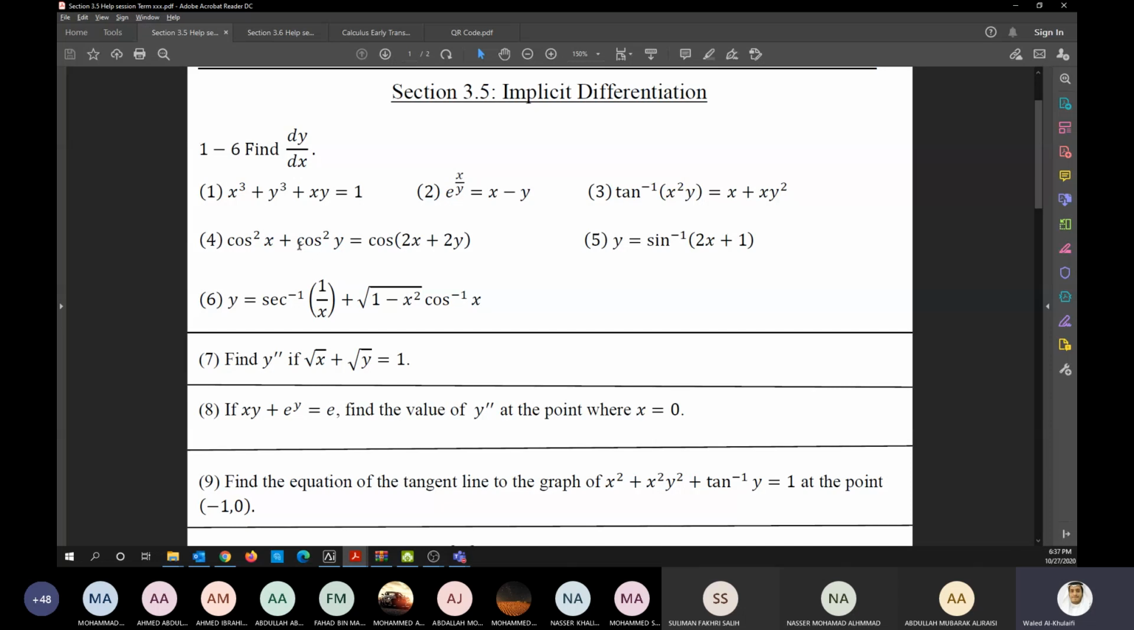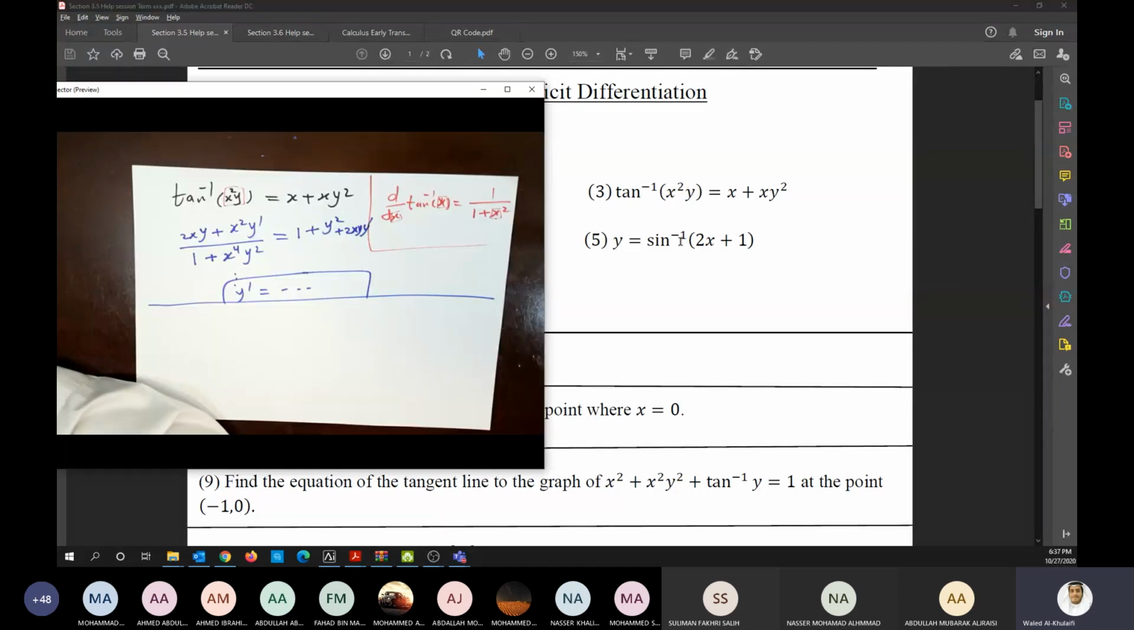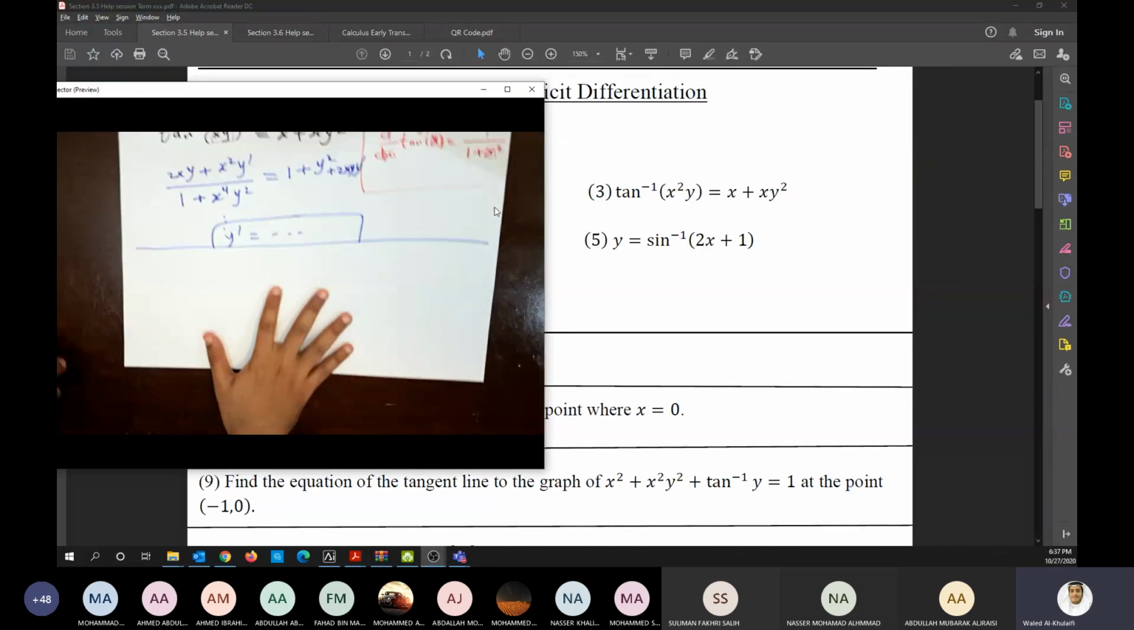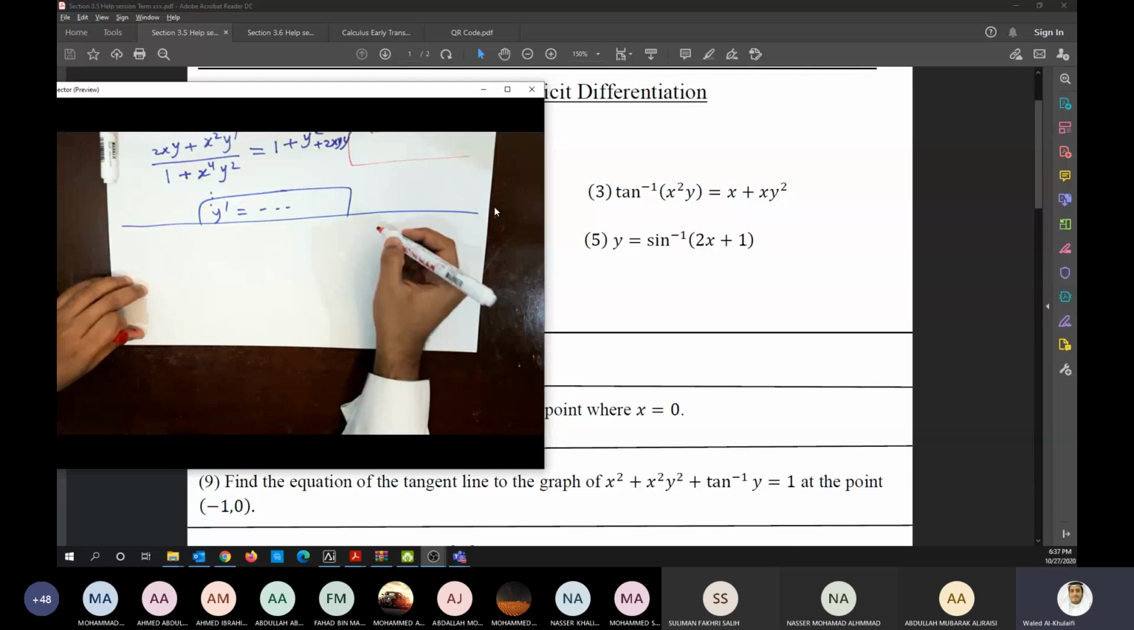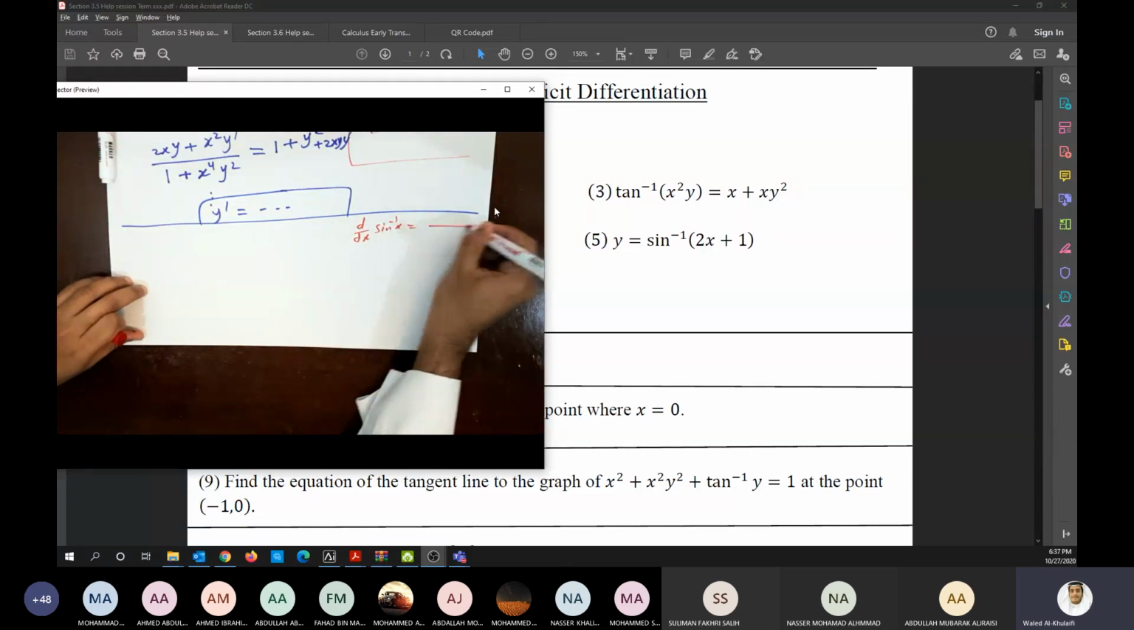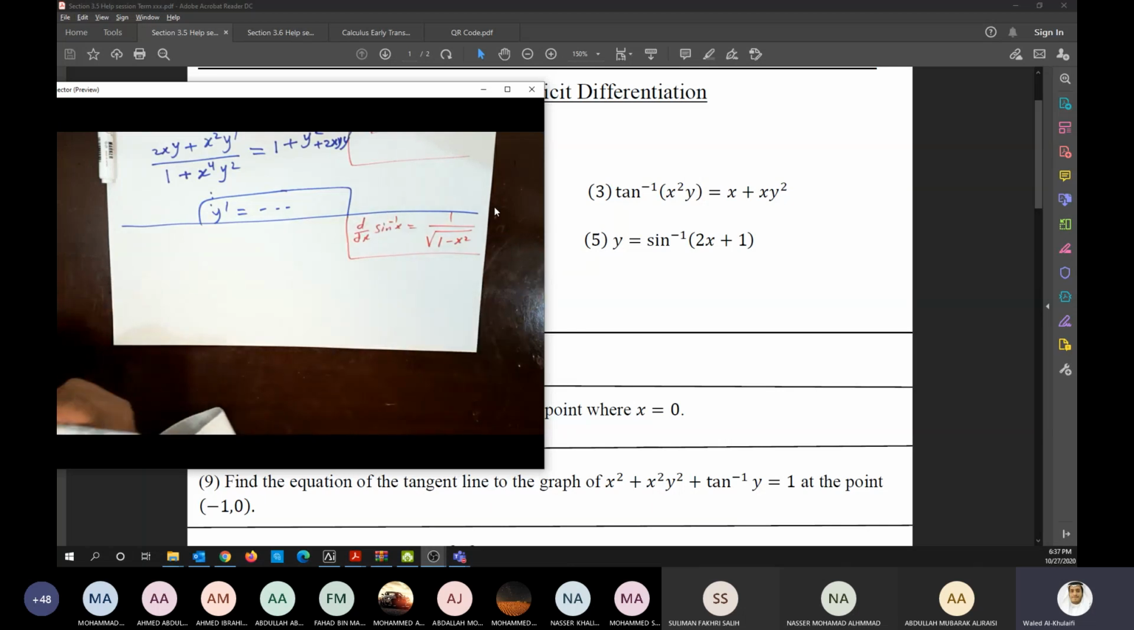The cosine inverse, cosine square number 4, you can do it. It's easy. Let us do number 5, just to remember. y equals sine inverse. Now remember that d by dx of sine inverse of x is equal to 1 over square root of 1 minus x squared. You have to remember this all the time.